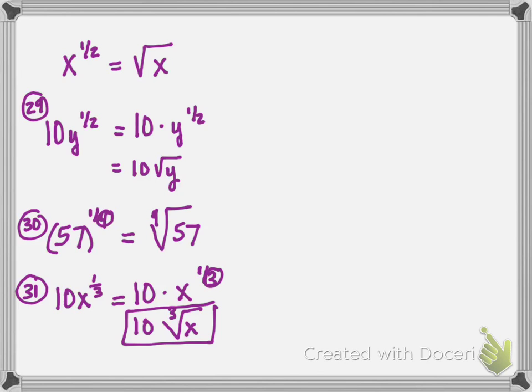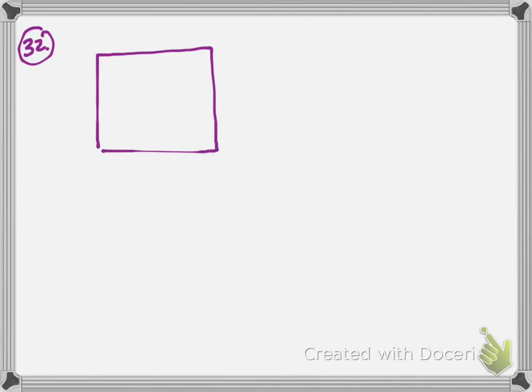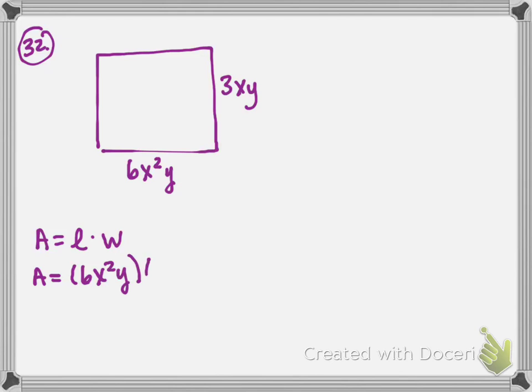And then the last two are the volume and the area problem. So we'll look at those real quick. Number 32 said, all right, we've got this rectangle. It's 6x squared y times 3xy. The area of a rectangle is length times width. So the length is 6x squared y, and the width is 3xy. Then all we have to do is multiply those. If you want, pause the video real quick and take a look and see what you think.